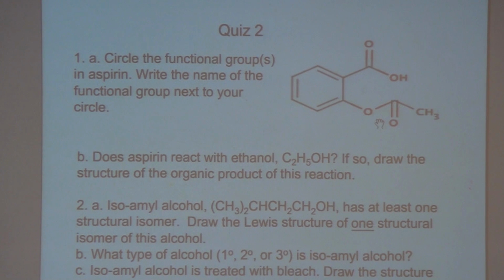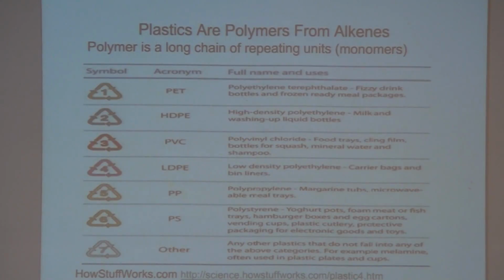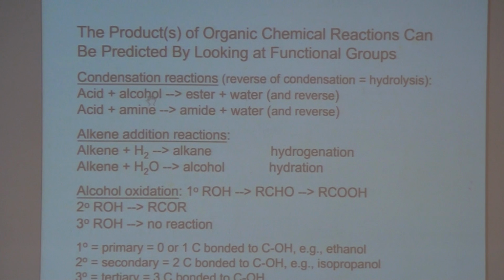Part B, that aspirin we have reacting with alcohol. Okay, so with ethanol, draw the structure of the organic product of this reaction. So let me go back a few slides because we're talking about some organic reactions. So here's one that we talked about: an acid reacts with an alcohol to form an ester. An acid reacts with an amine to form an amide. Then an alkene reacts with hydrogen to form an alkane. An alkene reacts with water to form an alcohol. And then there's various alcohol oxidation reactions.